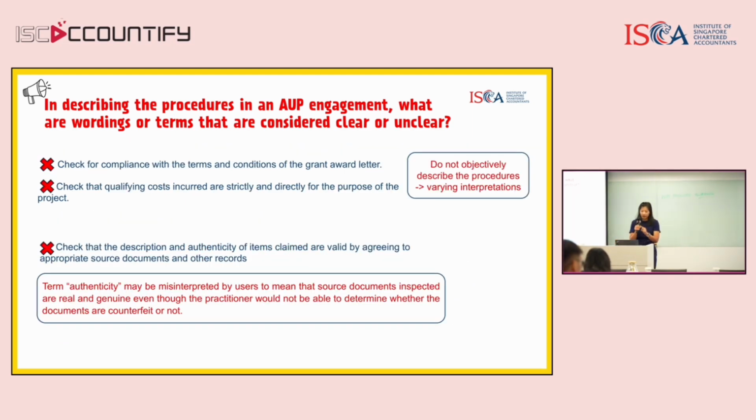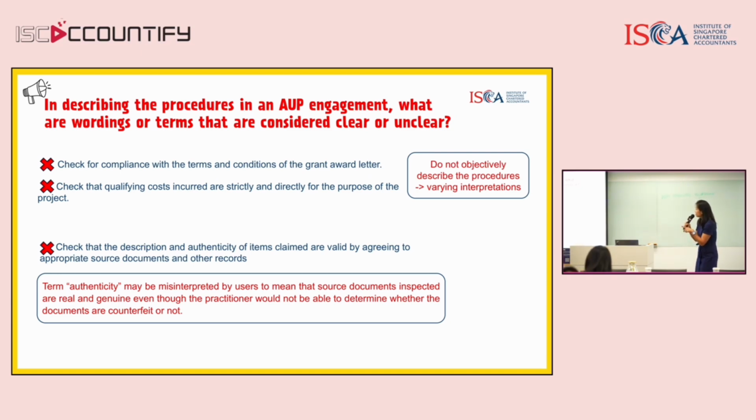I have one last slide with one more example. These are procedures that are considered unclear. Like the first two: check for compliance with the terms and conditions of the grant award letter; check that qualifying costs incurred are strictly and directly for the purpose of the project. Without elaborating or specifying the type of procedures to be performed, just by looking at these two sentences, we may have different expectations. Then we may expect different procedures to be performed in order to check that.